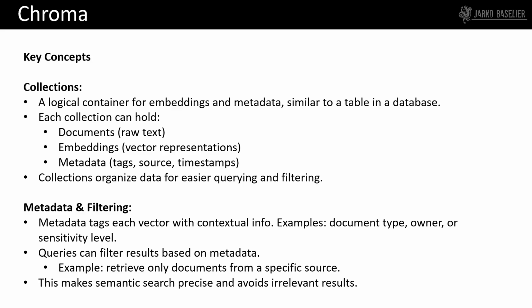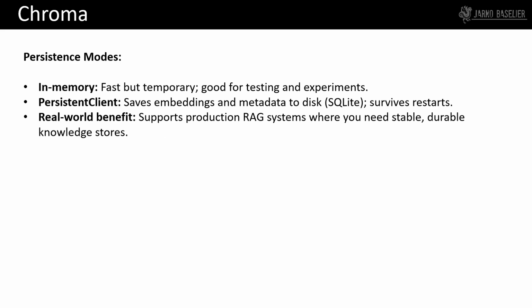Another key concept is metadata and filtering. Metadata tags each vector with contextual information. Some examples: document type, owner, or sensitivity level. Queries can filter results based on metadata, for example, retrieve only documents from a specific source, and this makes semantic search precise and avoids irrelevant results.